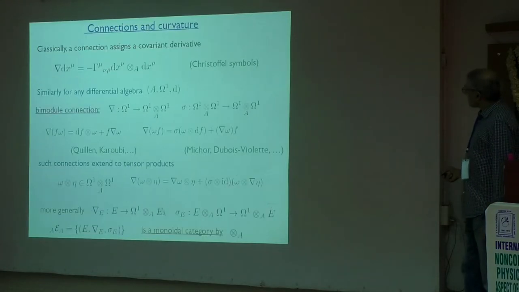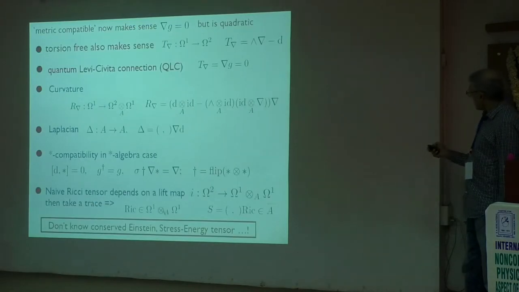Now it makes sense, because g is an element of omega 1 tensor omega 1. That's where the metric lives. So now this makes sense. So now we can say we know what metric compatibility is.